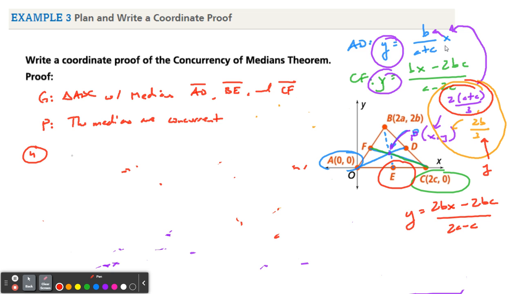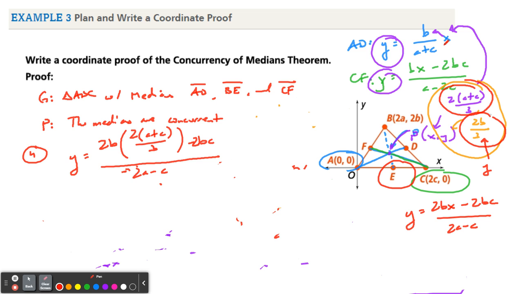So I'm going to take this equation. So y equals 2b, but in place of x, I'm going to take this thing. So this is going to be 2a plus c over 3. So that's my x term. Minus 2bc, sorry about that, minus 2bc all over 2a minus c. And again, I know what I want to get. I want to get 2b over 3, so let's make that happen. Okay? All right, so we are going to simplify everything up here.